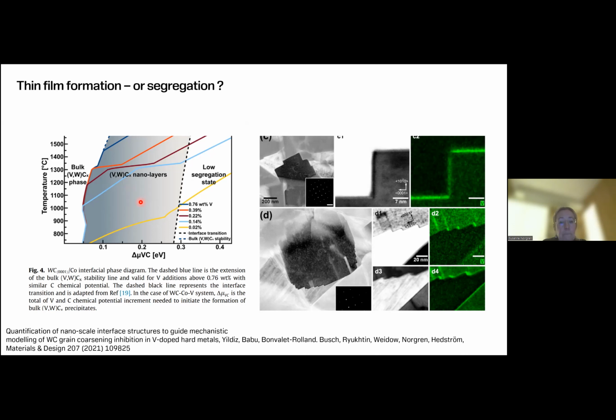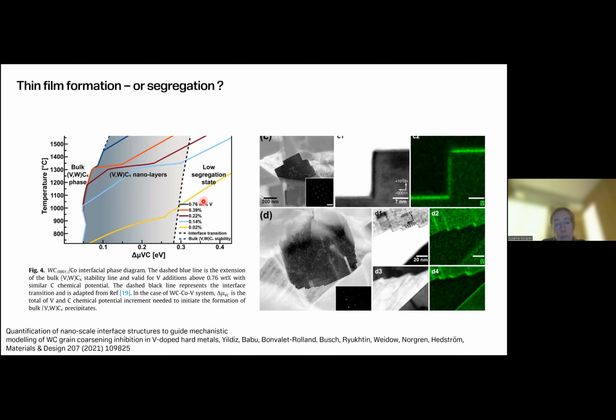And here you can see in this diagram, you have the bulk precipitate here. And in this region, you will have layers of vanadium tungsten carbide. And you have the temperature here on the y-axis. So you must keep in mind that you can actually change the conditions from not having a layer to having a layer, just by altering the temperature.